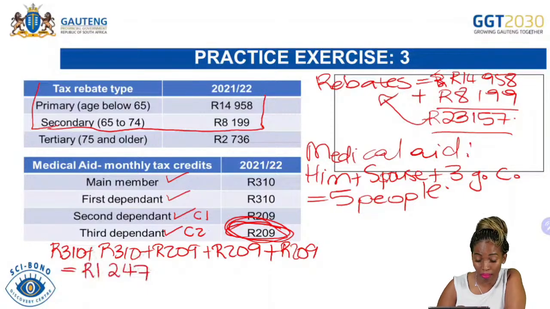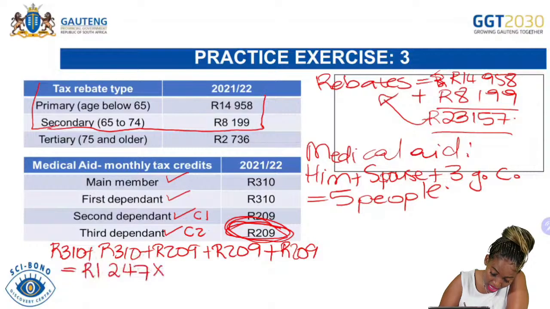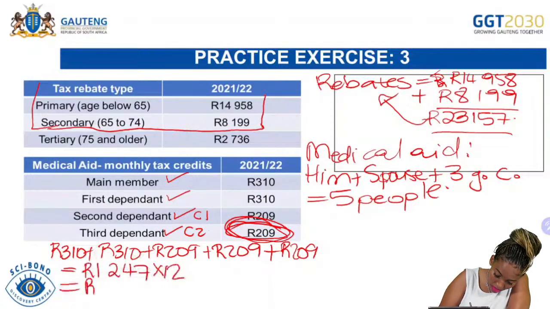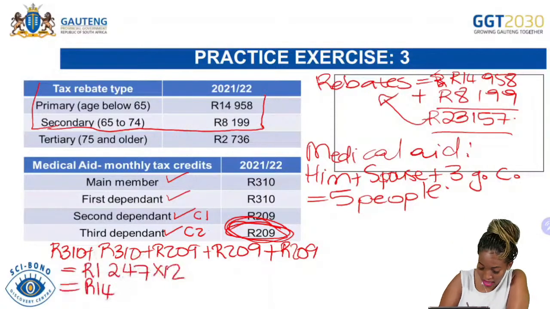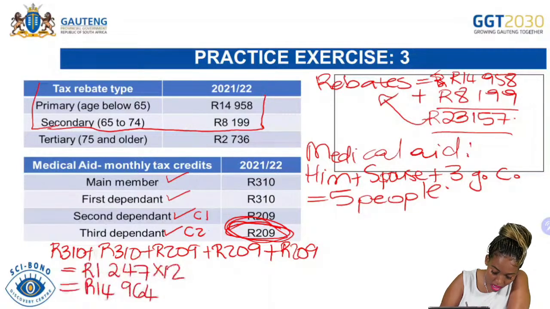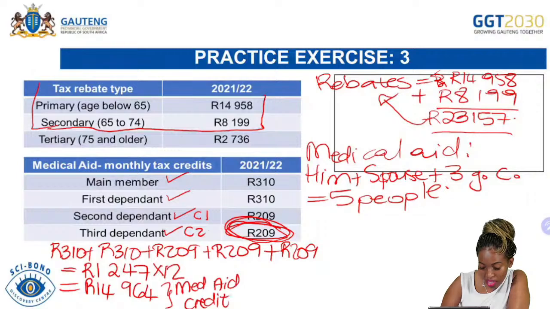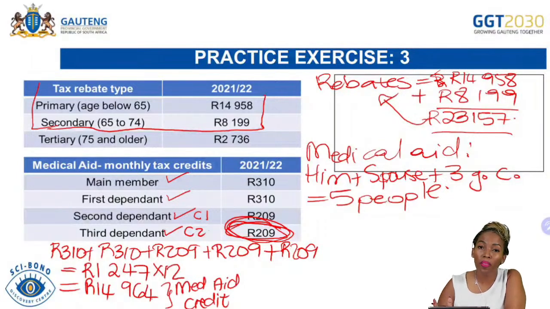But remember this amount, this is just monthly. But what do we want? We want the annual, because when we work with taxation, we only work with annual amounts. So we are going to take this amount and multiply it by 12, and then we get 14,964. So this is the annual medical aid credit. Remember, it serves as a rebate.